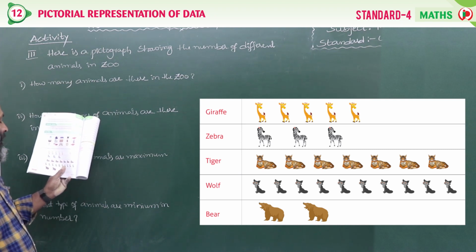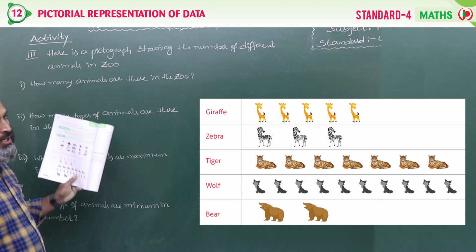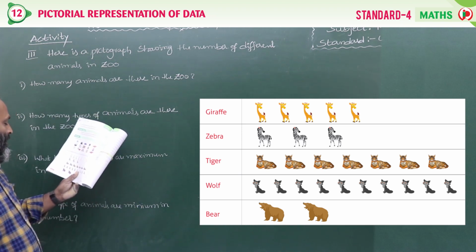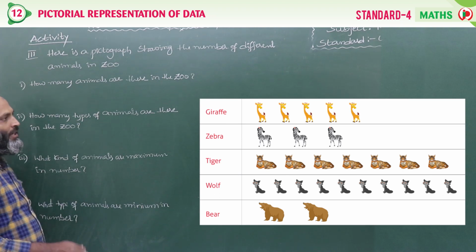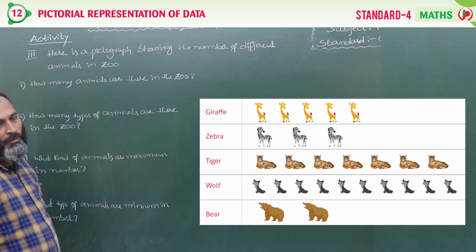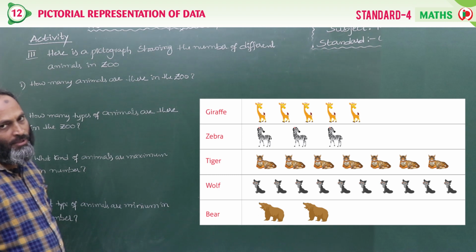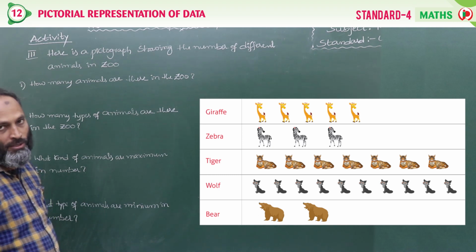After that, how many wolves? Total 10 wolves are there. Then how many bears? 2 bears were there. So these are the 5 different types of animals given. 5 different types of animals are there in a zoo.